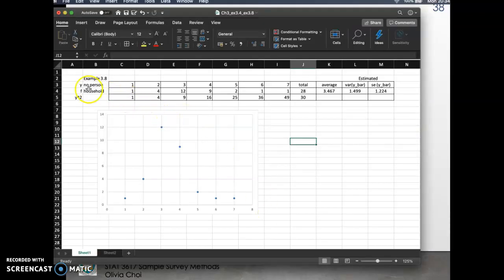I put this example into an Excel file so that you can see y is the number of persons in each household, and how many households have that number of persons. The number of households is the frequency. Then the total household.